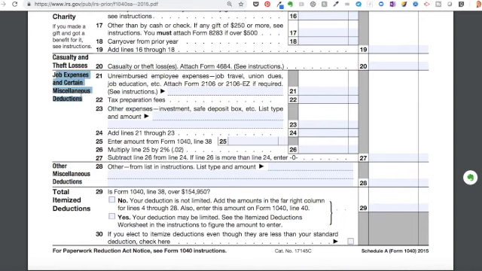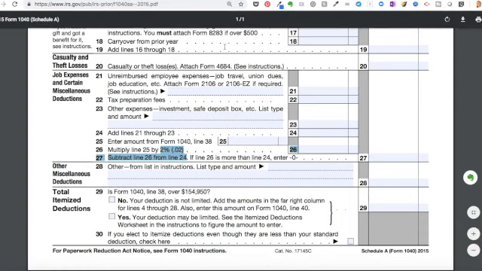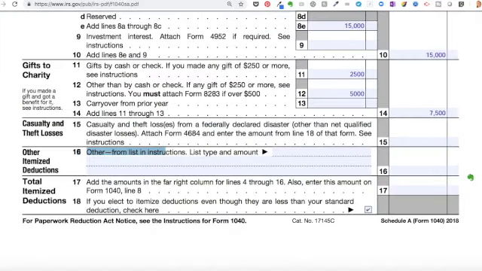Job expenses. Now, these were all difficult to take because there was a 2.5% limitation based on AGI. This is an older schedule. So if you're at 100,000, that would be a $2,500 limitation. So that could limit this, but it was still a pretty big deduction.